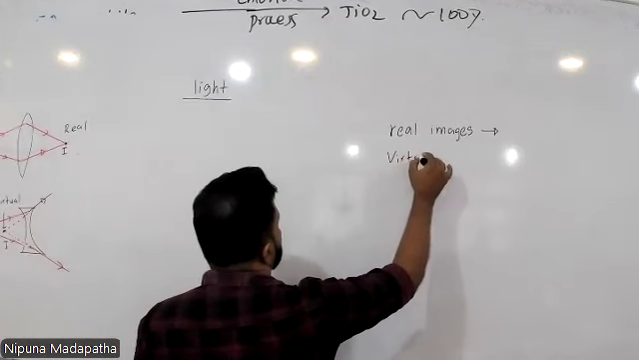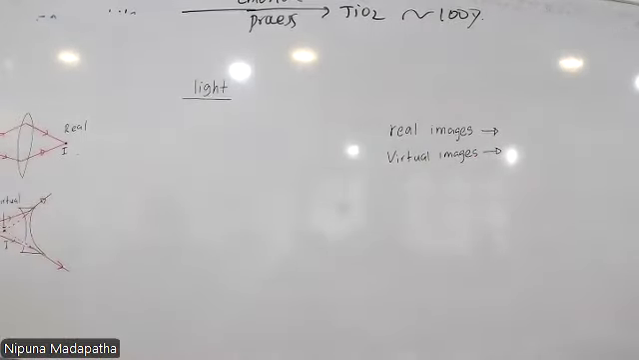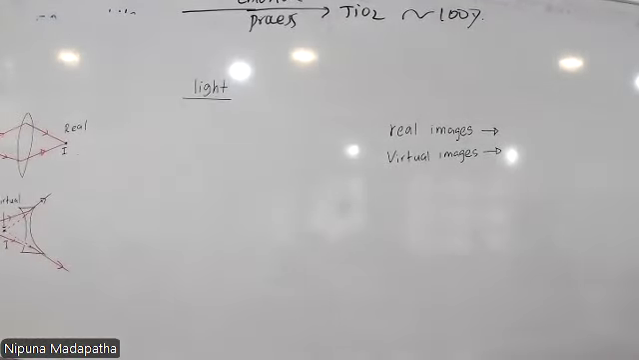Then virtual images. Virtual images are formed when light rays only appear to meet. These images cannot be projected onto a screen.